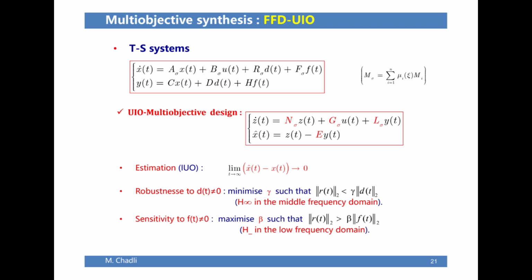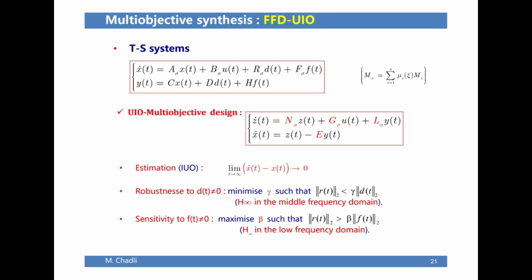So now we will see how to apply these two LMI conditions, H-infinity and H-minus performance, related to the signal R in the design of the unknown input observer, and how to guarantee the multi-objective of how to estimate the state and fault, and guarantee the H-minus performance by increasing the parameter beta, and the H-infinity performance by reducing the parameter gamma.